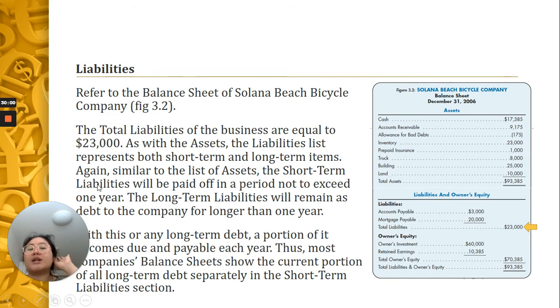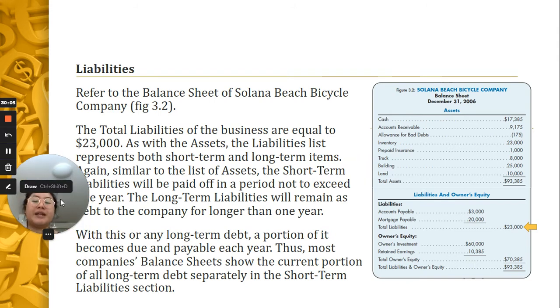With this and other long-term debt, a portion becomes due and payable each year, and most company balance sheets will show the current portion of the long-term debt separate from the short-term liability section. So here you can see they have two, okay, but you will know at the liability how to divide the long-term liability and short-term liability, which can also be called short-term debt or long-term debt.